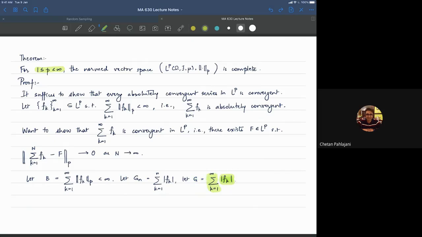Let me make one quick observation and then we'll stop. Note that G_n increases to G. This means that as I take the limit as n goes to infinity, pointwise G_n converges to G. I think we're already at 4:01, so let me stop right there.